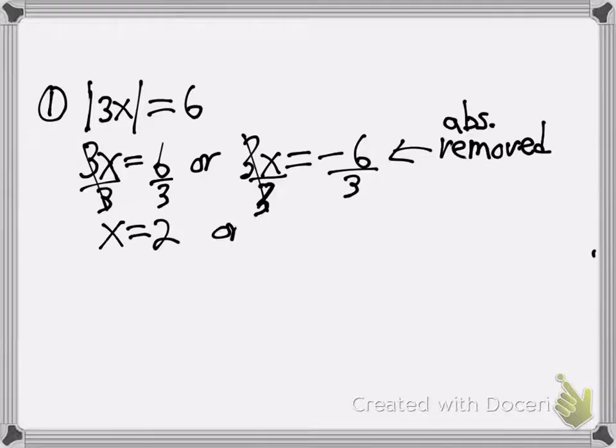So that'd be 2 or negative 2, which is, of course, the truth. From the beginning, x could have been 2 or negative 2, right? And that would have made the thing true. Everybody good on that one, first off? Let's go to case 2.